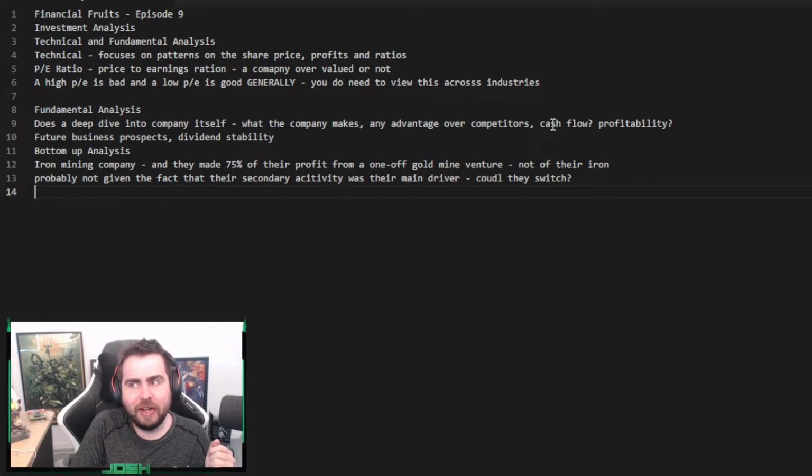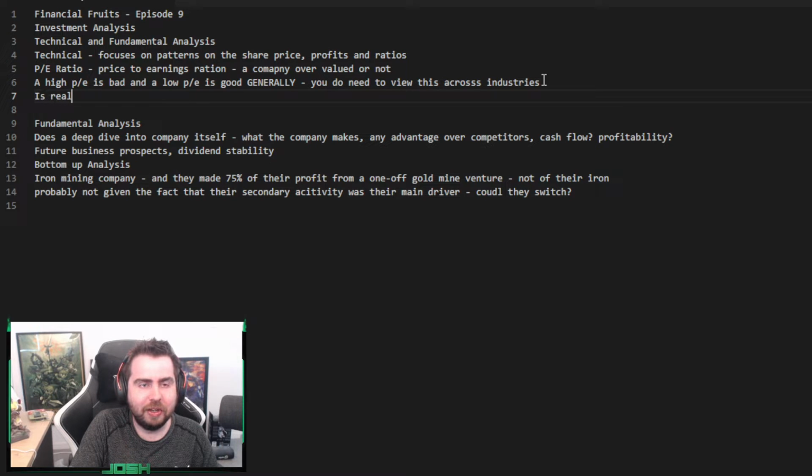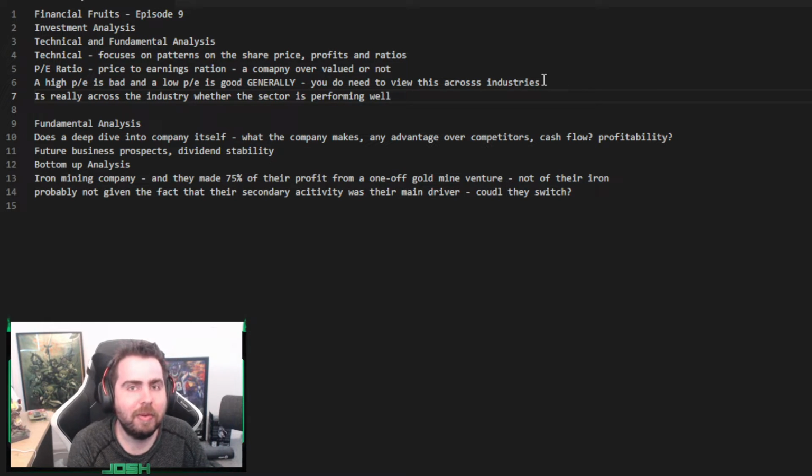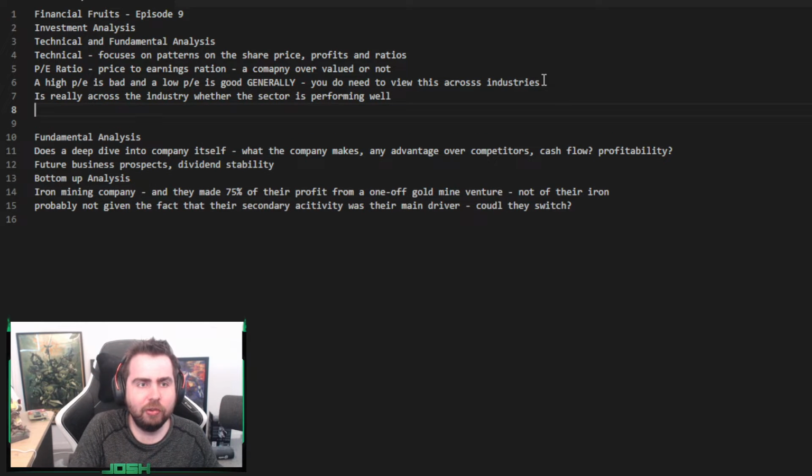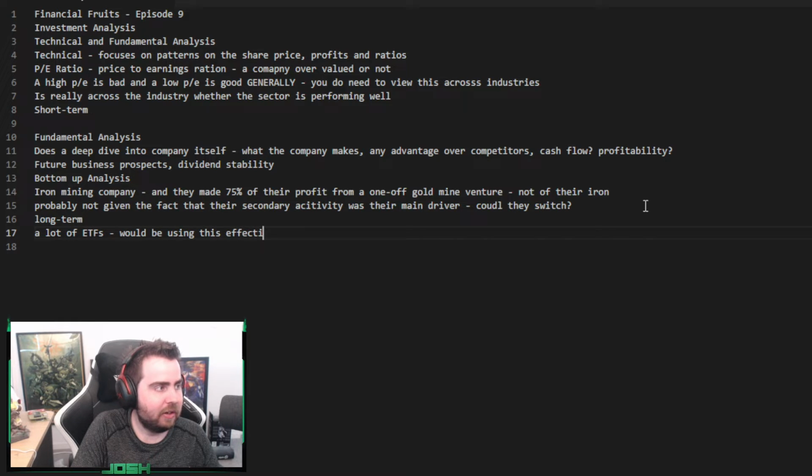So you can see with fundamental analysis, it's a lot different. It's more of a deep dive into the company itself rather than the industry. Here, the technical analysis is really across the industry, whether this sector is performing well. So you can see the difference already between technical and fundamental analysis. And basically you can use a mixture of them as well, or you can use all of them together. Technical is really associated with the short term, while fundamental is really associated with the long term view as well. So you can see here, a lot of ETFs would be using this effectively, okay?